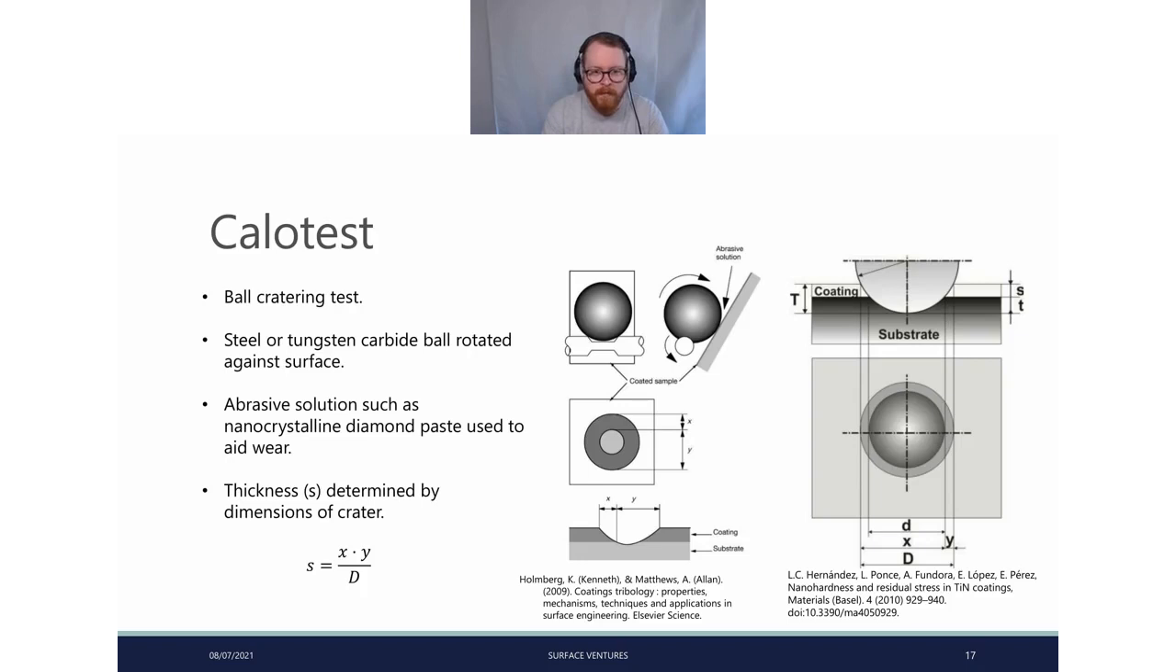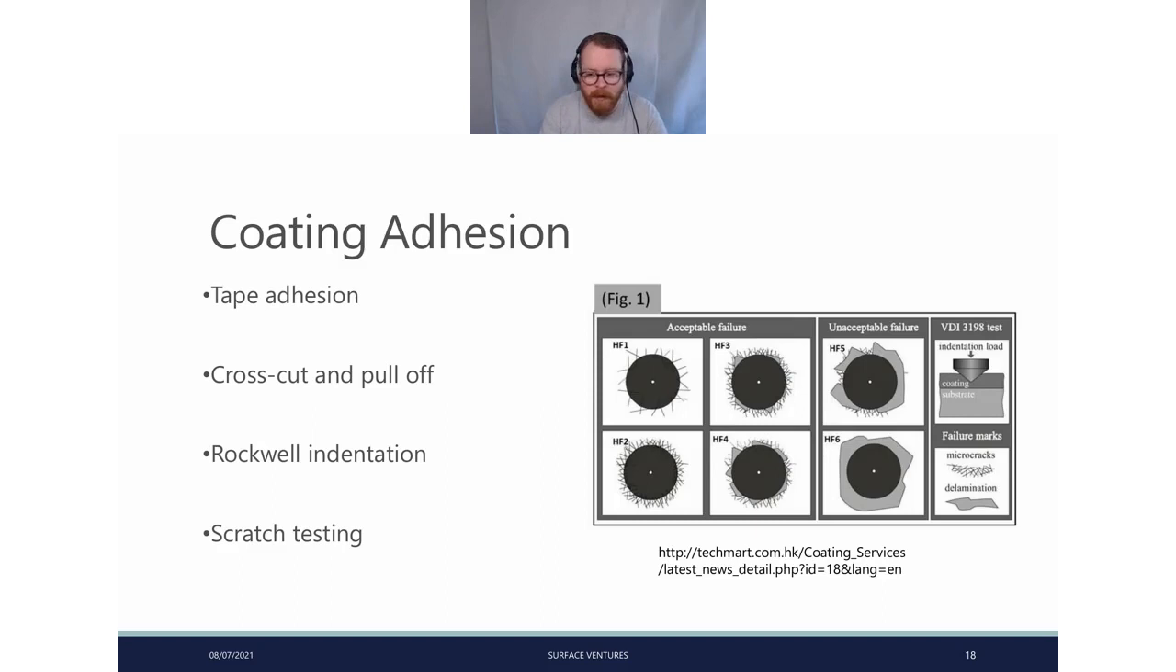Coating adhesion, there are various different methods of this. I'll come to that question later as well, thank you. So in terms of less well-adhered coatings, some things like electroplating, tape adhesion, or a cross-cut and pull-off is quite good. You can do Rockwell indentation as well and study the cracking around the indentation site, or scratch testing, which you can come on to.